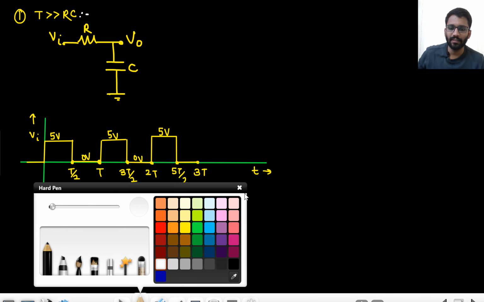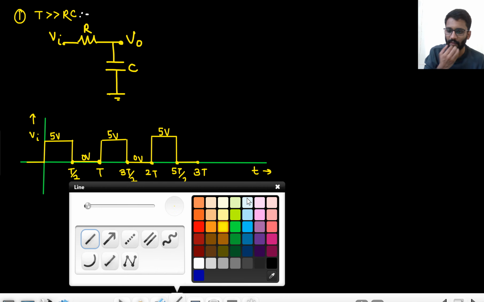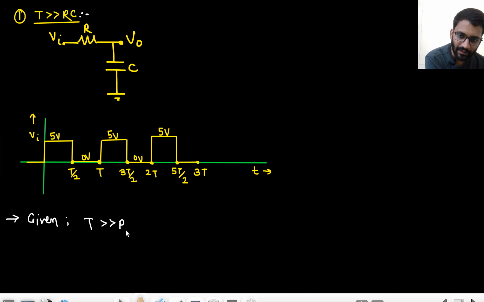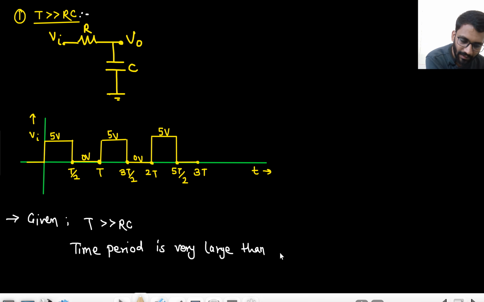That means the time constant is very small. Time constant is small. So let's analyze the circuit. Given T is very greater than RC. That means the time period is very large compared to the time constant.